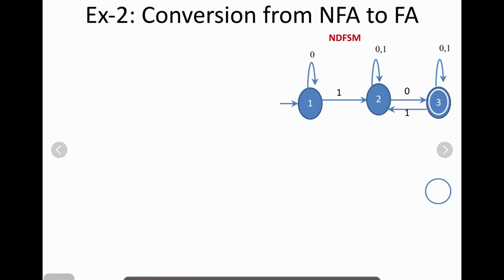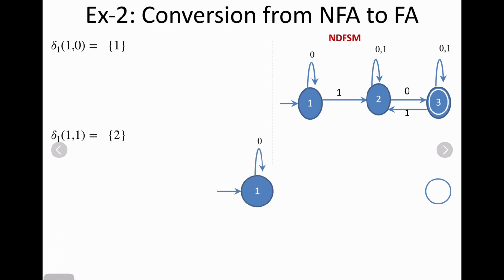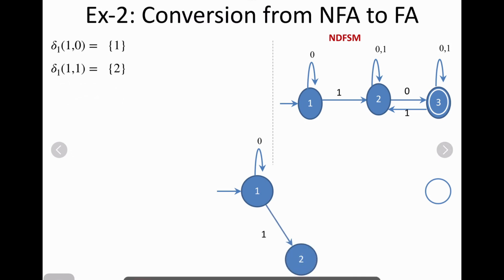This is the NFA. So the start state of the NFA is 1. You take it first. 1 on 0 goes to 1 only. 1 on 1 will go to 2. So from the start state, one more new state has been created, that is 2.